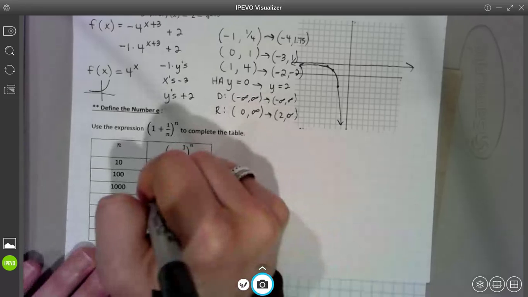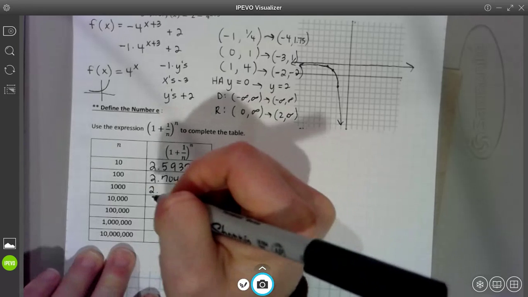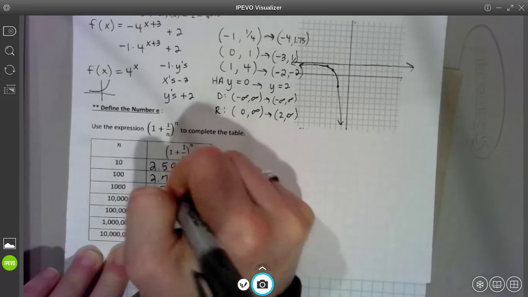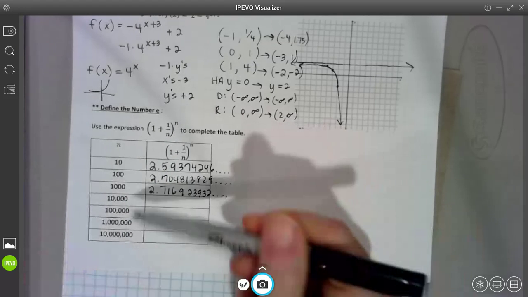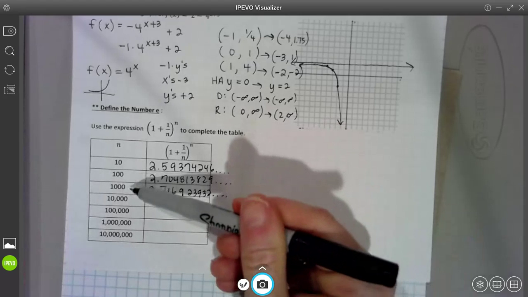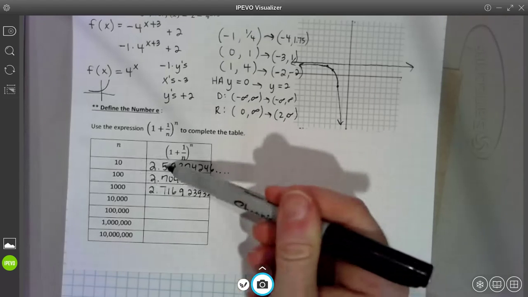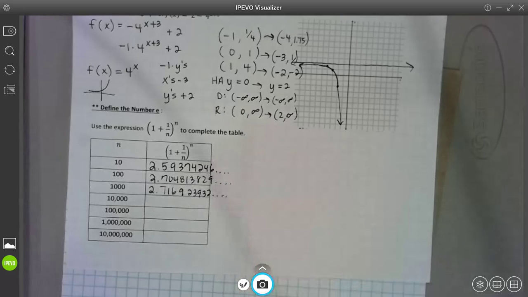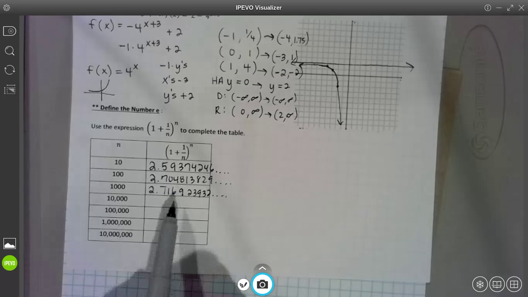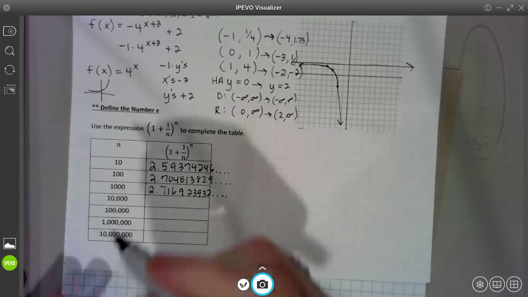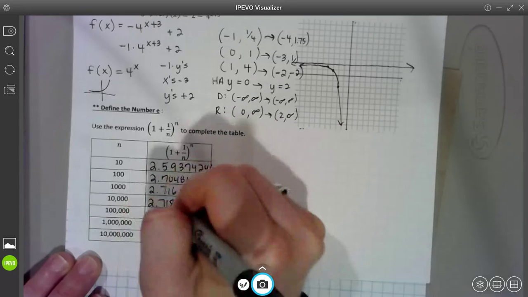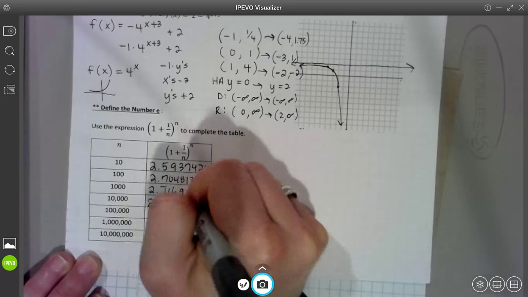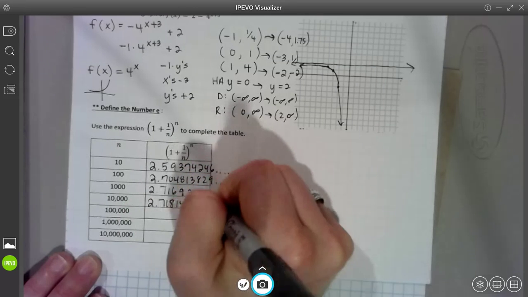Then they said, what happens when it's 1,000? It was 2.7169 23932, and so on. Going from 10 to 1,000 is a big jump in n, but the expression is not making gigantic leaps. It's actually not getting much bigger at all. It looks like it's heading towards a fixed value. Then they plugged in 10,000 and got 2.718145927, and it kept on going.